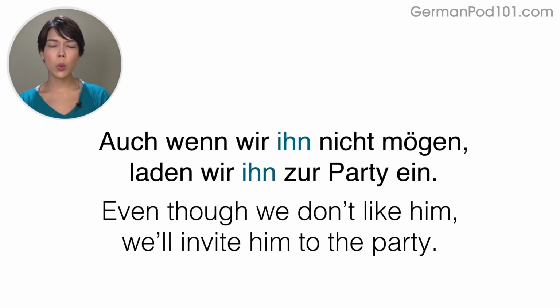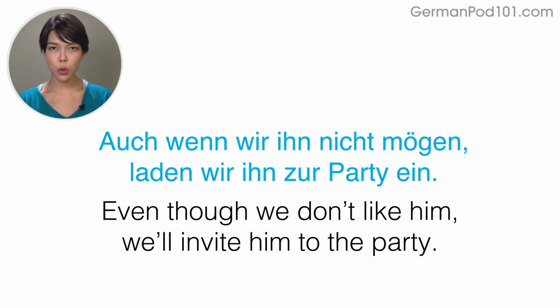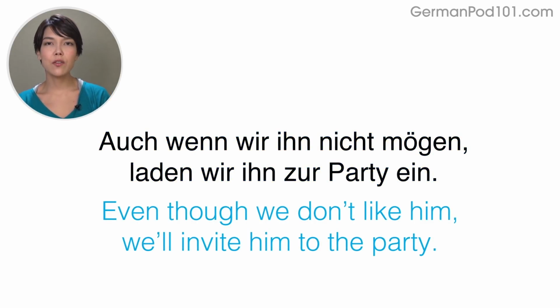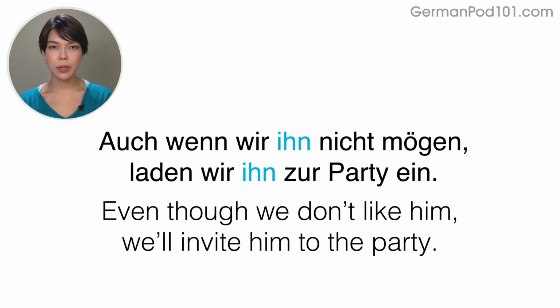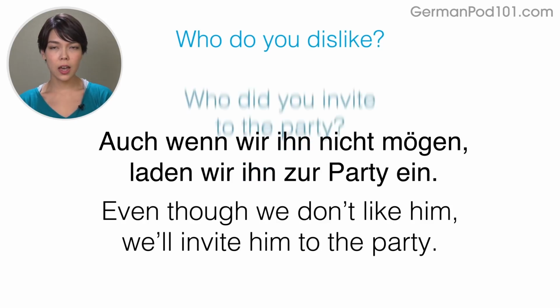First, let's do an example with ihn. Our first sentence is, auch wenn wir ihn nicht mögen, laden wir ihn zur Party ein. This means even though we don't like him, we'll invite him to the party. Here we have the word ihn twice. That's because the object ihn, meaning him, is receiving two actions, dislike and invite, from the subject wir or we. Here, ihn would answer the questions, who do you dislike and who did you invite to the party?